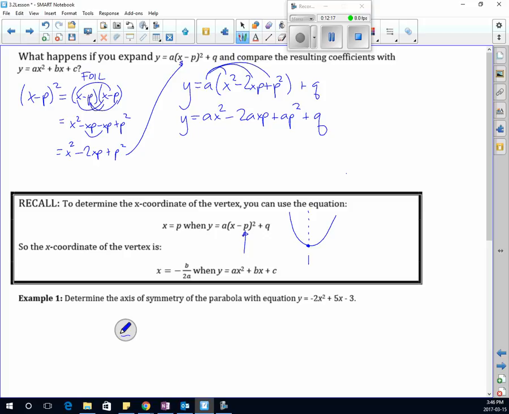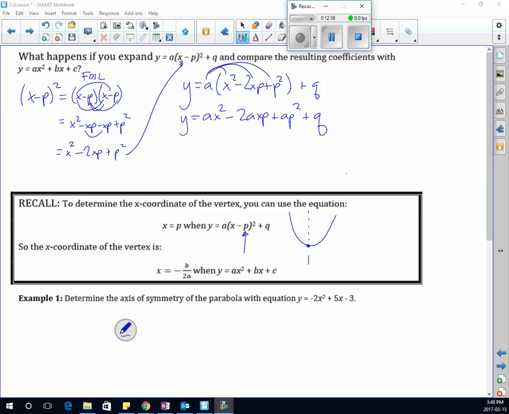So I guess what I'm trying to say here is if it's p, then what are we looking for to get the actual vertex here? So if x equals p, there's two p's here.